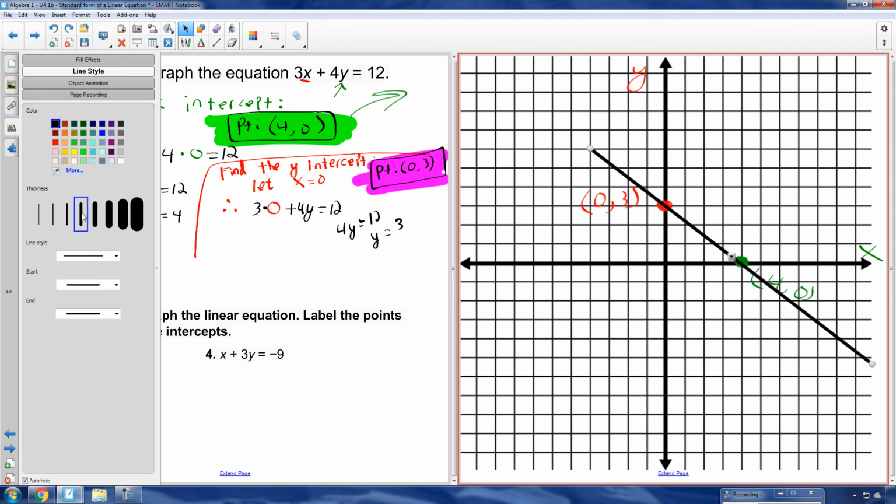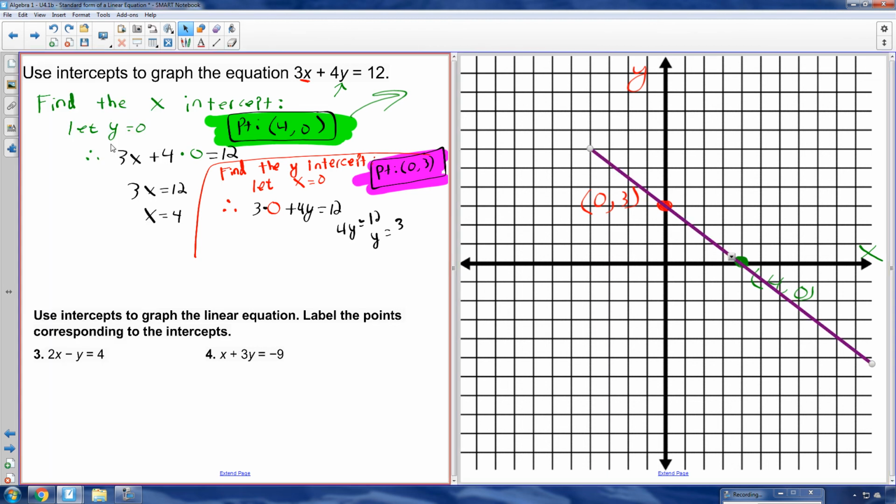So there's the line that we're trying to figure out, and I'll make it purple so it jumps out at you a little bit. So now we've graphed the equation of the line just by using the x- and y-intercept. Does that make sense? The x- and y-intercept are helpful because they can be useful things for you, so sketch a graph. It doesn't have to be beautiful.